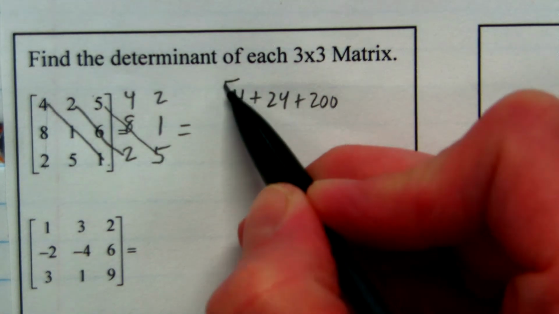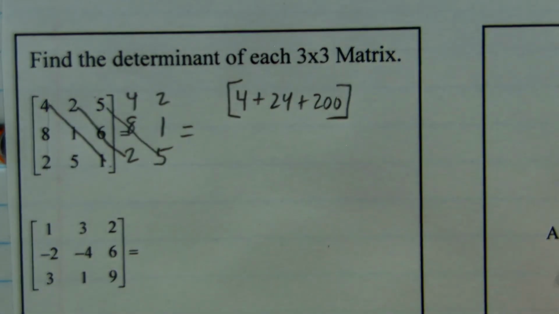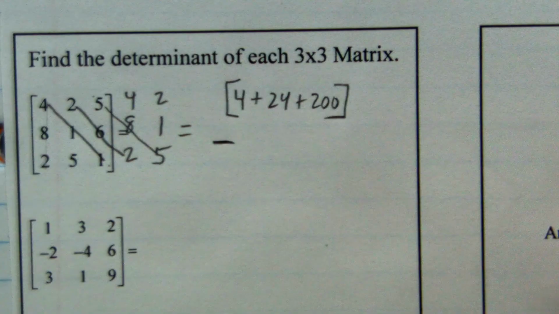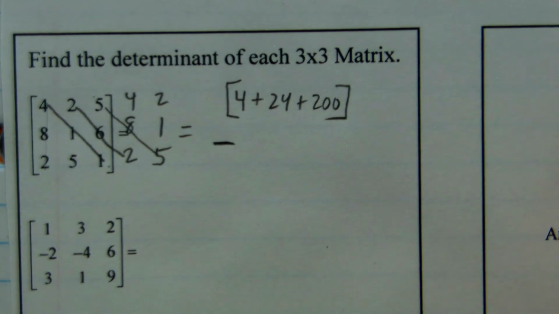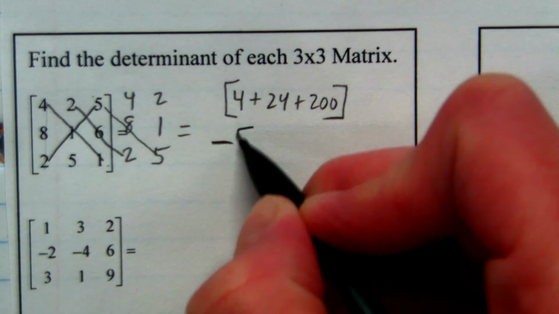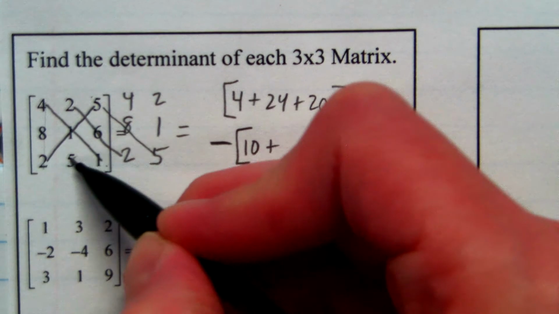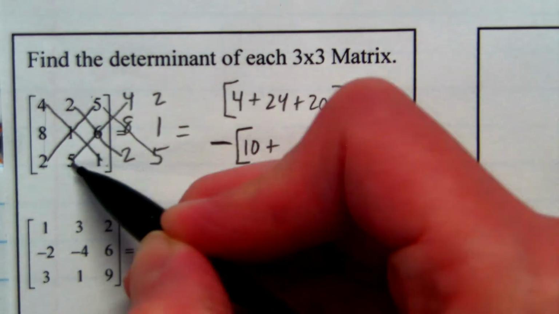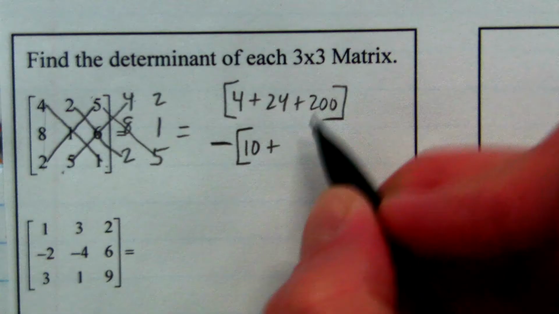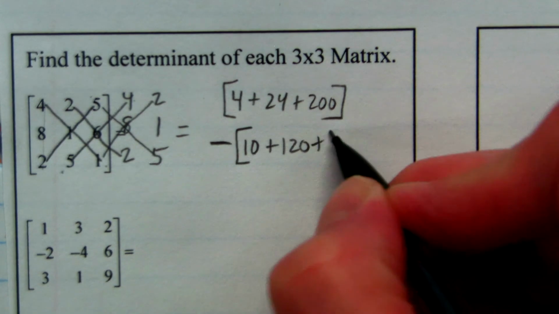All right, now we're going to put some brackets around that. All of that will end up being equivalent to what that first number was on the 2x2. Then we're going to subtract what we get from going the other direction. So if we go this way, we'll have 2 times 1 times 5. So in another bracket, we're going to have 10 plus 5 times 6 times 4. So 5 times 6 is 30, times 4 is 120, and then 1 times 8 times 2 is 16.